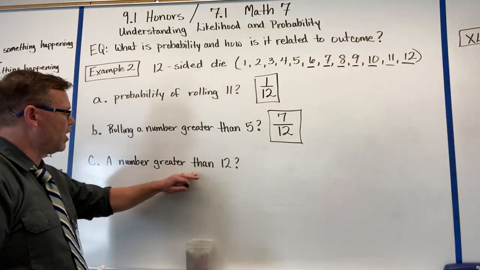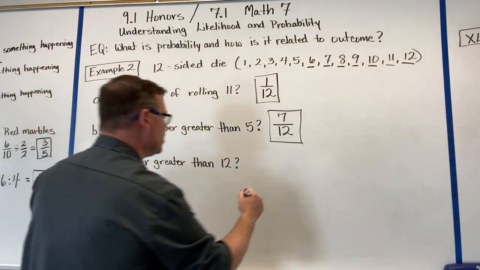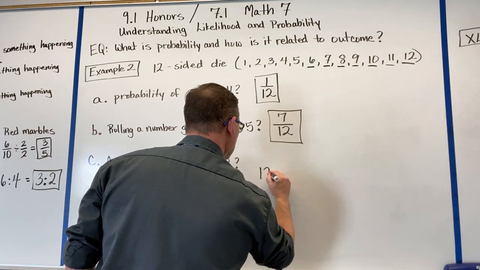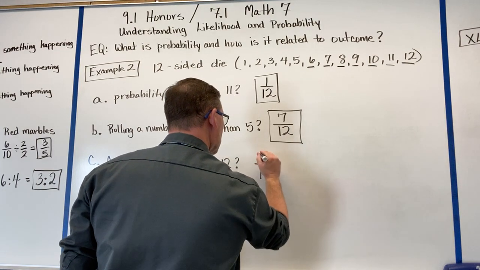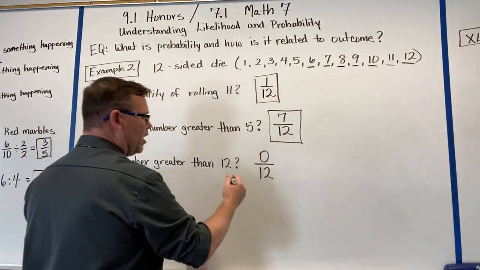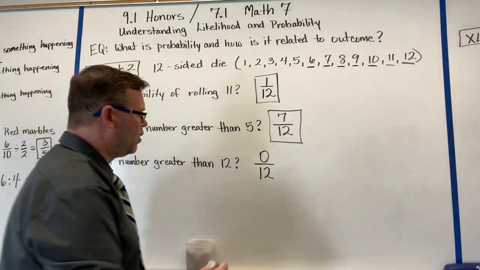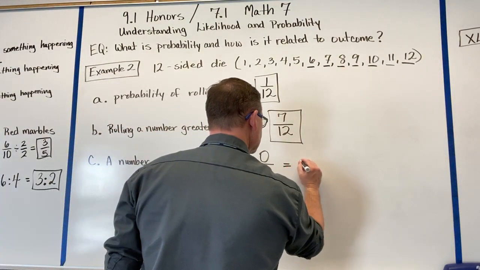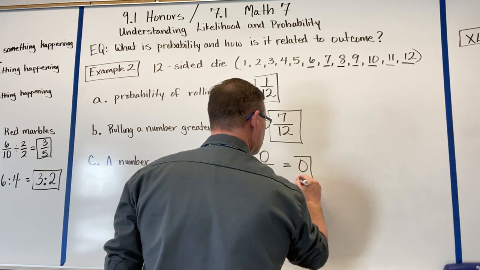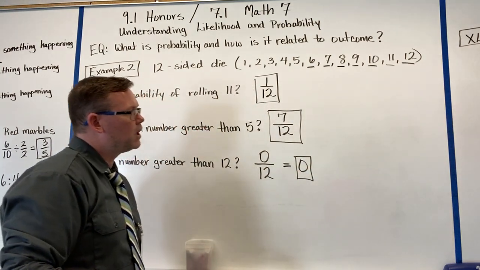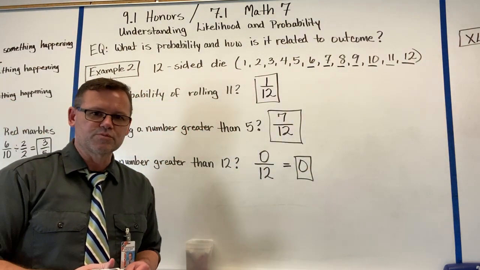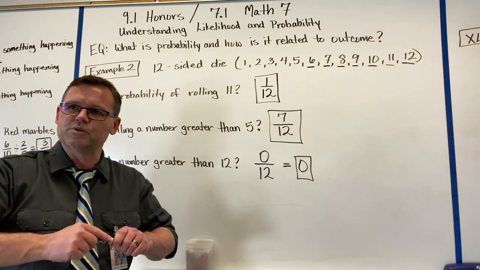A number greater than 12. What's the probability of a number greater than 12? 12 is possible outcomes. There are no numbers greater than 12. And so we would say 0 out of 12, or just simply a 0 probability. Okay, guys, that's what we're looking at as far as probability. Hopefully that explains it well.